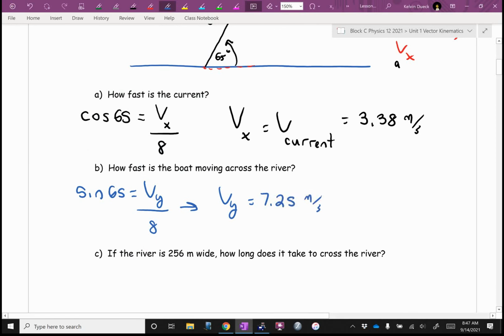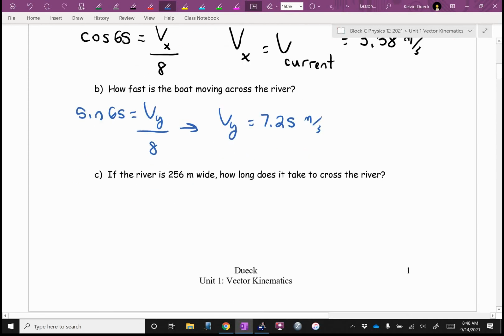meters per second. By the way, don't memorize that Vx is current. If the river was flowing north-south, then Vx would be how fast the boat was going across the river, and Vy would be the current. So I can always just flip things over. But yeah, the two components of the slanty vector are telling me an awful lot here.